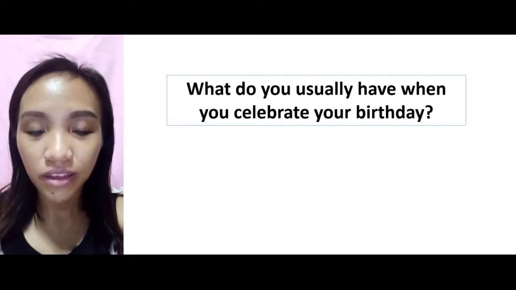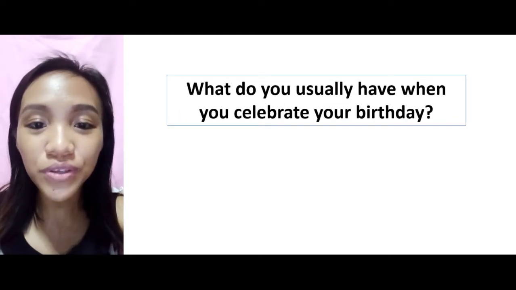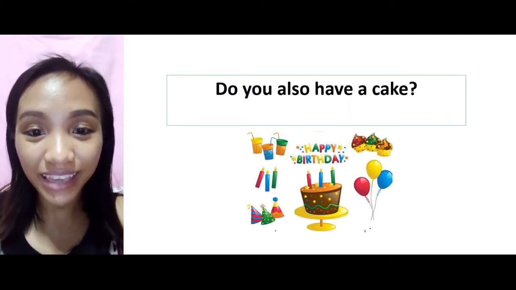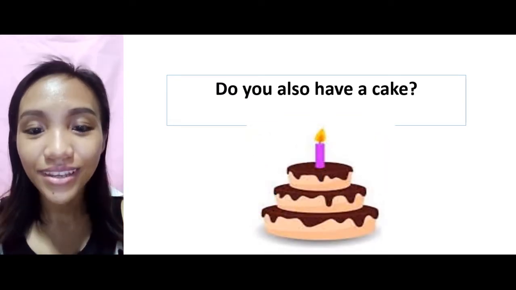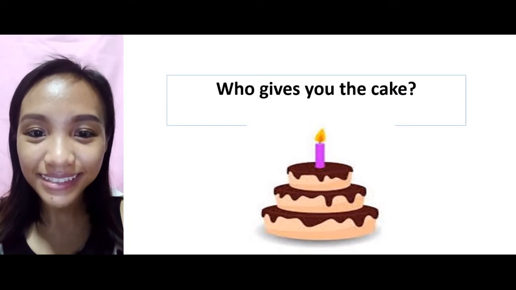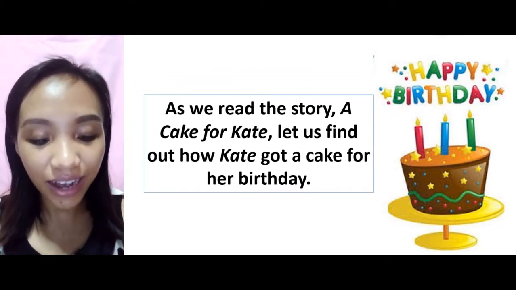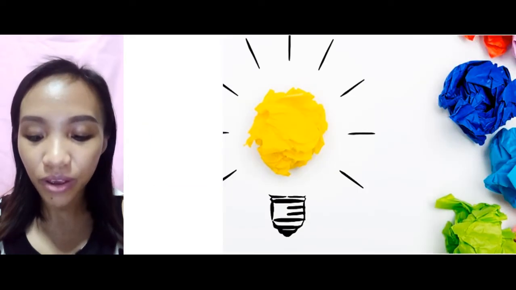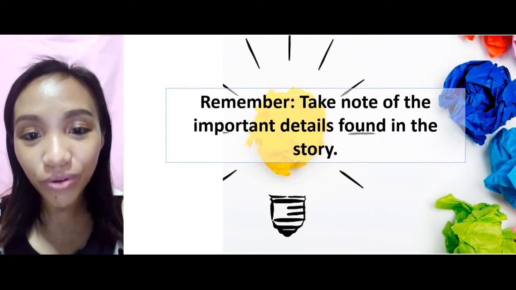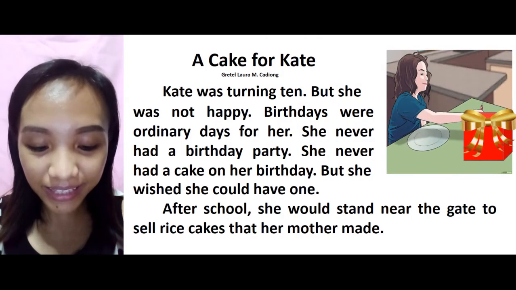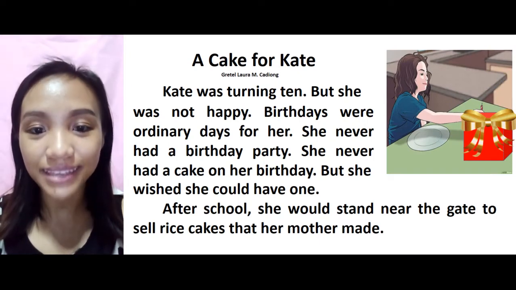This time, I'll ask you a question. What do you usually have when you celebrate your birthday? Do you also have a cake? Who gives you the cake? As we read the story, A Cake for Kate, let us find out how Kate got a cake for her birthday. Always remember, take note of the important details found in the story. Let's begin. You can read the story with me.